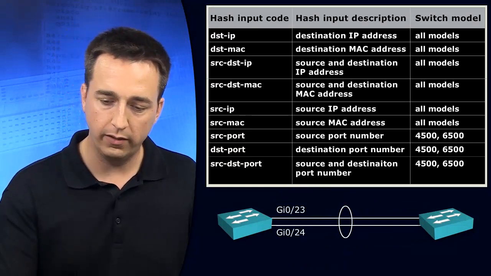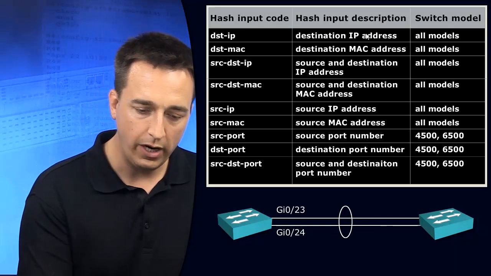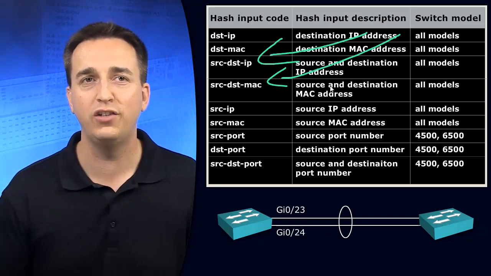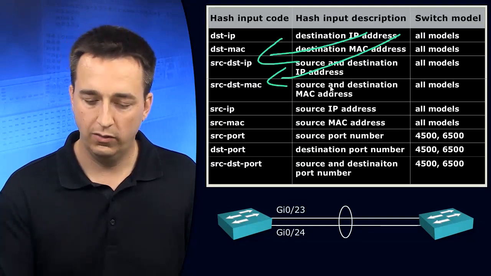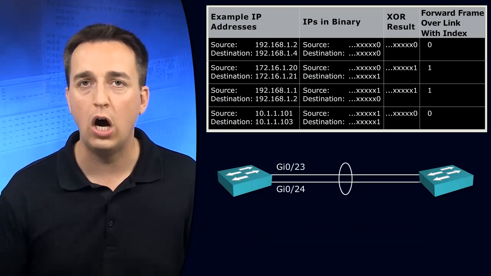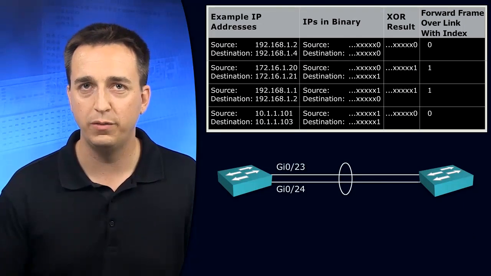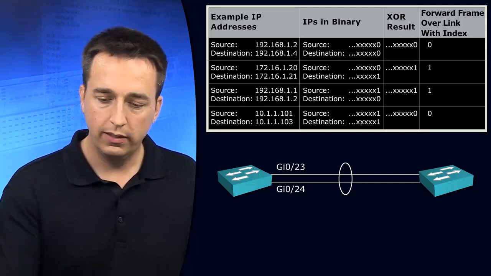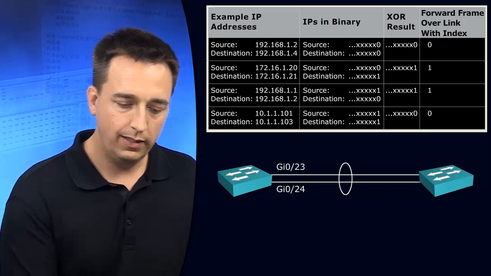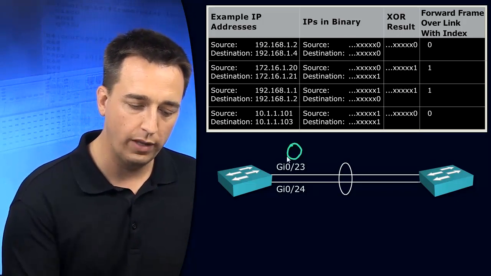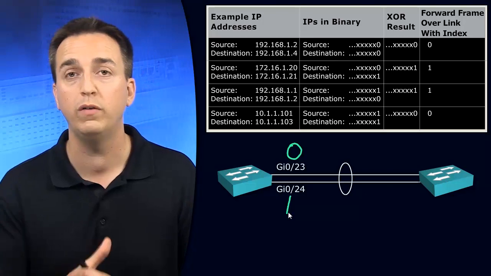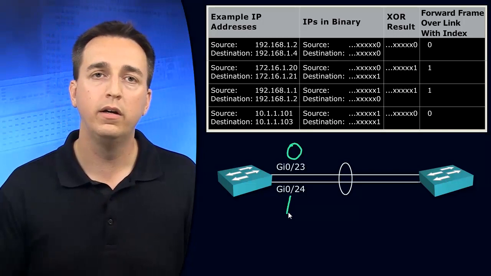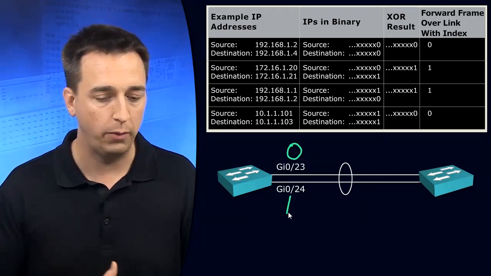But what about these cases here? When we are doing a combination of source and destination IP, or source and destination MAC. Well, this is where the XOR operation comes into play, because we have to compare 2 values now. So here we're looking at gigabit 0/23 and 24 that are part of an EtherChannel bundle. So therefore, we're only reviewing the very last binary digit in the IP address or the MAC address, because we only have 2 links inside the EtherChannel bundle.